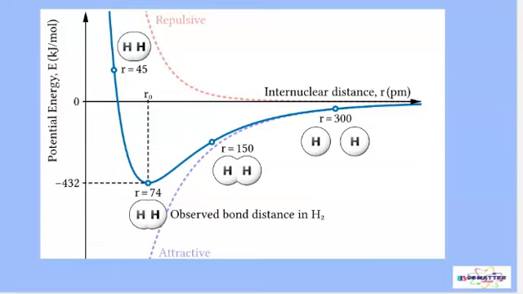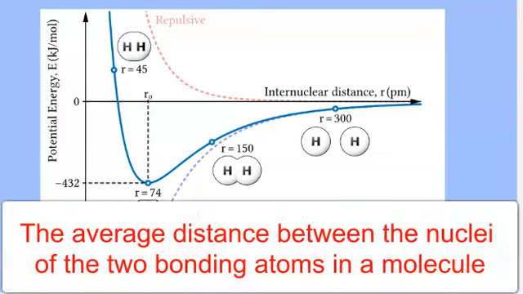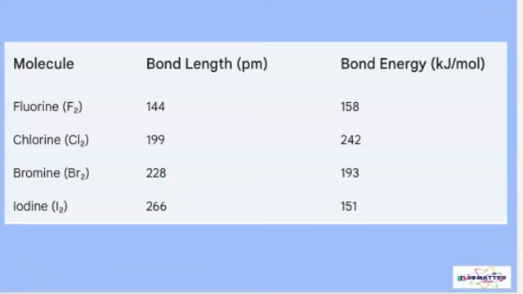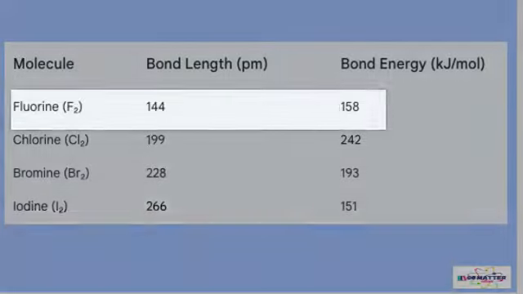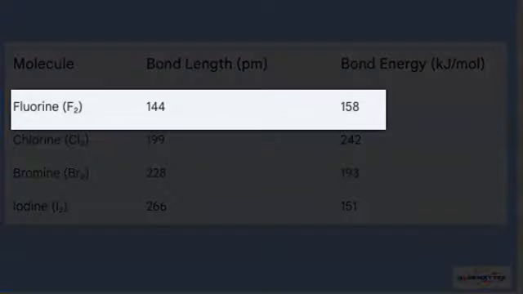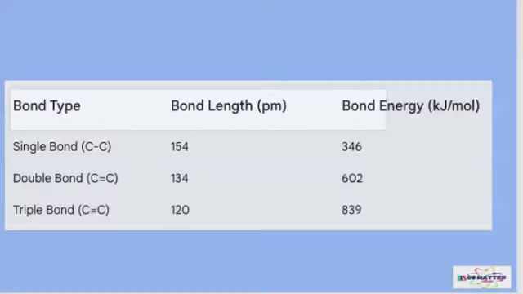When atoms are bonded together, the average distance between the nuclei is called the bond length. Hence, the bond length is defined as the average distance between the nuclei of two bonding atoms in a molecule. The strength of the bond depends on the bond length. The shorter the bond length, the stronger the bond.